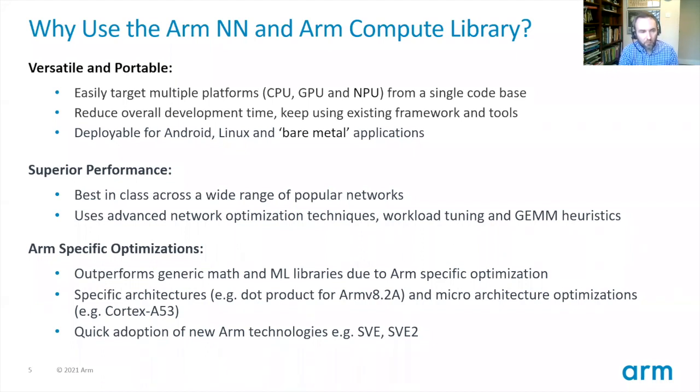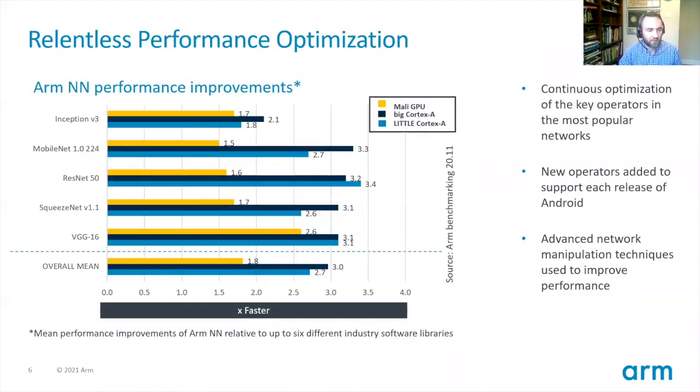So that's the reason why you would use our software stack, but how good is the performance? Well, the next slide illustrates, just as an example, the performance of ArmNN against a number of different industry performers. So we've taken 6 different industry software libraries, and we've compared a bunch of models against each other. And what you can see here is that for Inception v3, the performance using Cortex-A is 2.1 times faster than the industry average. And similarly for Mali GPU, it's 1.7 times faster than the industry average. And the same is true for other neural network models.